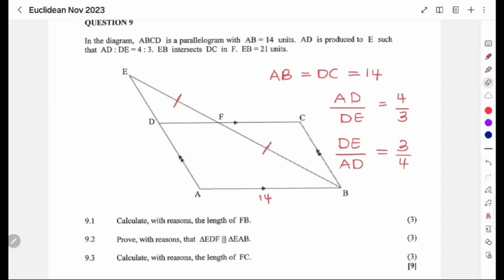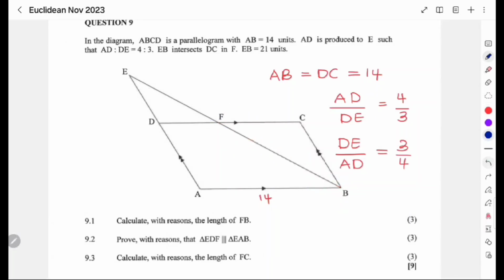So if we were just given that EF is equal to FB and we have parallel lines, then we could have used the midpoint theorem. However, we are not told that the left and right sides have been bisected. We are only given that DF is parallel to AB, therefore we can use proportionality on that triangle. Now question 9.1, calculate with reasons the length FB. So the length FB is this one over here.